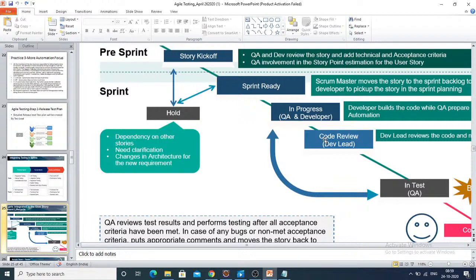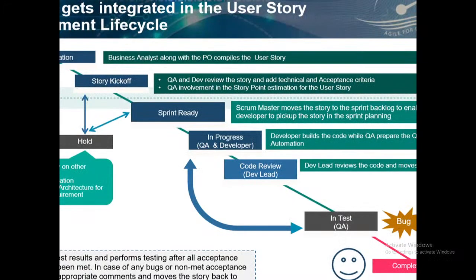Even before your current sprint starts, in pre-sprint, the tester is involved in story kickoff. Once the sprint starts, the tester adds the details, and once development is in progress, the tester is writing the tests. Once development is done, the tester is executing the tests. And if, for any reason, the tester finds a lot of dependencies, needs clarification, or sees changes in architecture, the story can even be moved on hold by discussing with the product owner.